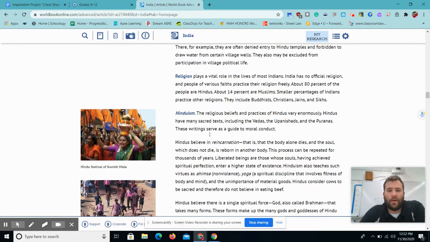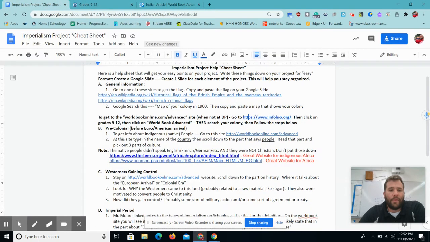Religion. All right, religion. That might be a good thing to put down. Religion plays a vital role for most lives of Indians. There's no official religion, but about 80% of the people are Hindus. 14% are Muslims. That might be a good thing to write down. Hindus believe in reincarnation. That is, that the body alone dies and the soul, which does not die, is reborn into another body. That might be a good thing to write down for indigenous culture. All right. So there you go. That's how I would answer the first part.